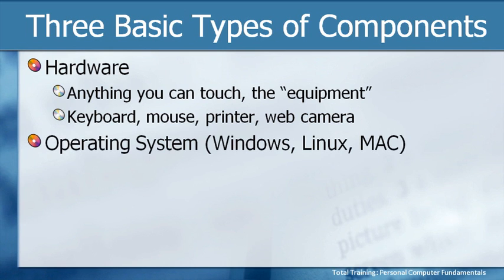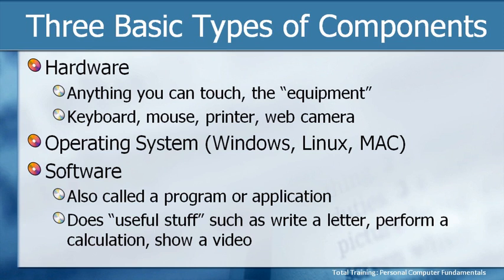The second component is known as the operating system. We'll talk more about all of these things, but for now, just know that an operating system is something like Microsoft Windows, Linux, or the Mac operating system. The third component is known as software. This can also be called a program or an application. This is actually what does useful stuff, like writing a letter or performing calculations, showing a video, sending and receiving email. But it's these 3 components as they work together that actually make a usable computer system.